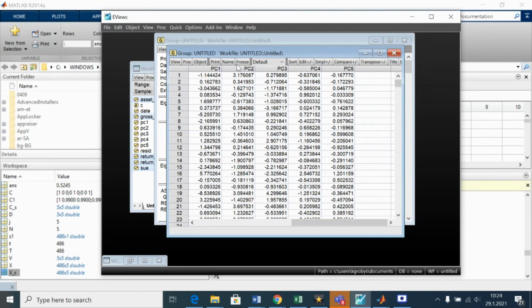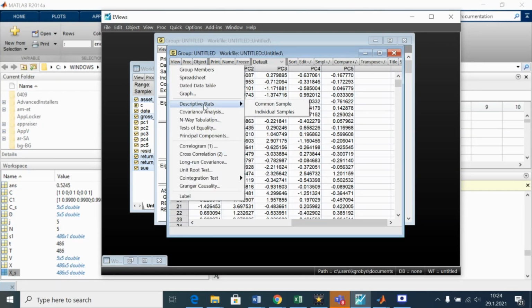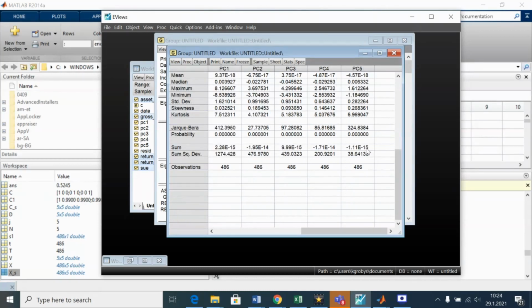We can then go on View, Descriptive Statistics, Individual Samples. You see, for all of them the mean is 0. Yeah, it must be like that.